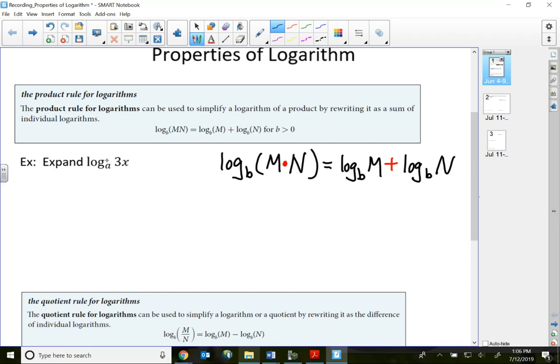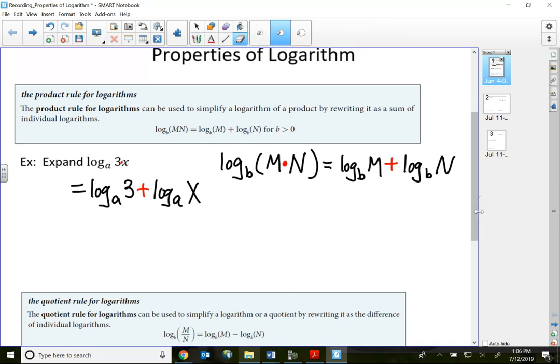Okay. So for this problem, it says expand log with the base a of 3x. So that means 3x will be 3 times x. So I can rewrite it as a log with a base a of 3 plus log with a base a of x. Okay, I can rewrite it this way.